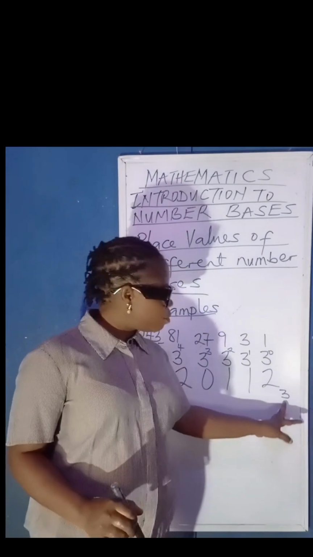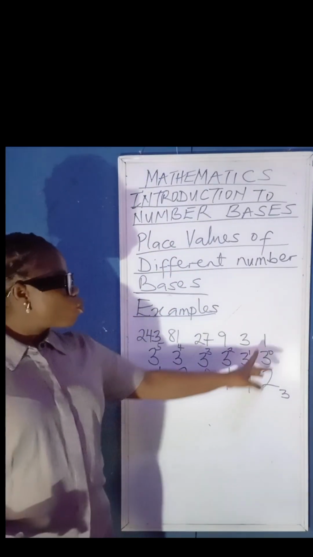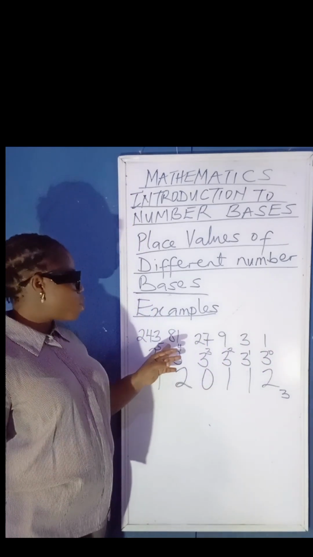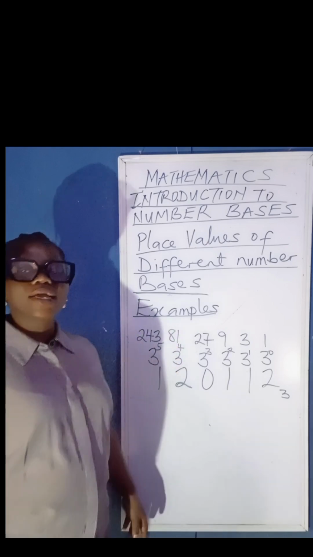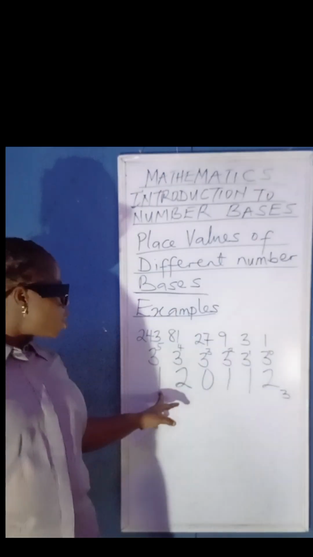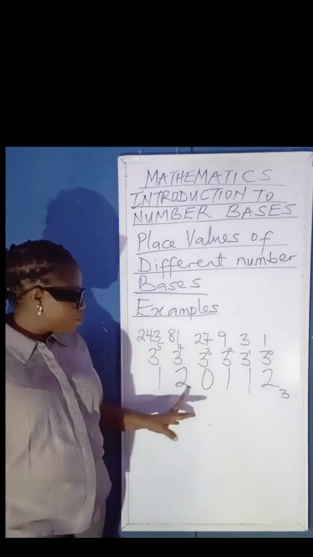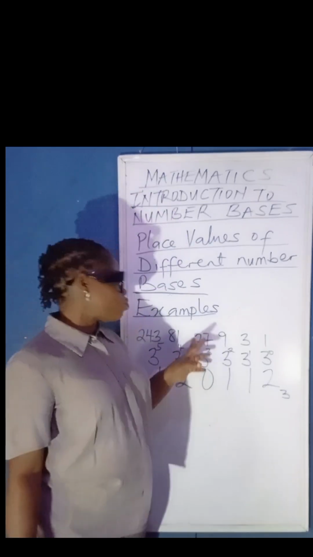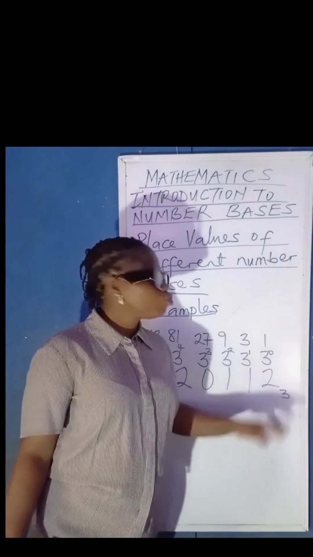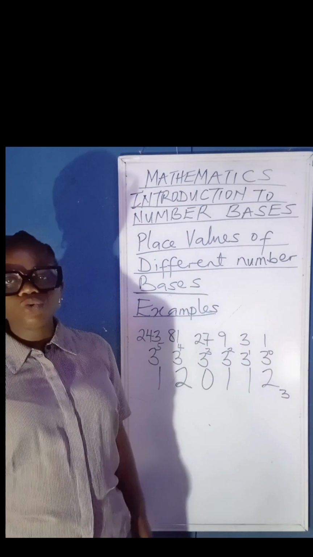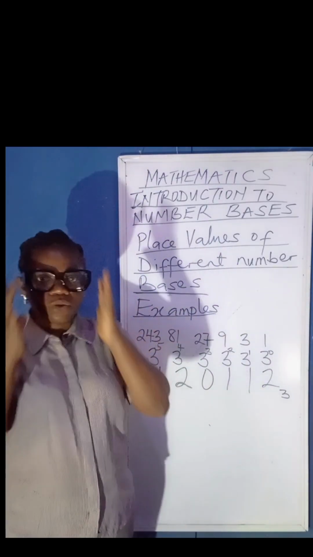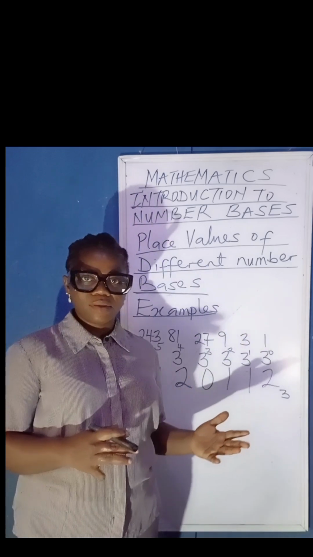So if you have to talk about the place value of 120112, which is a number in base 3, the place values are 1s, 3s, 9s, 27s, 81s, and 243s. So this number means we have 1 243, 2 81s, 0 27s, 1 nine, 1 three, and 2 ones or 2 units. You will appreciate it better by the time we get to conversion of other bases to base 10.